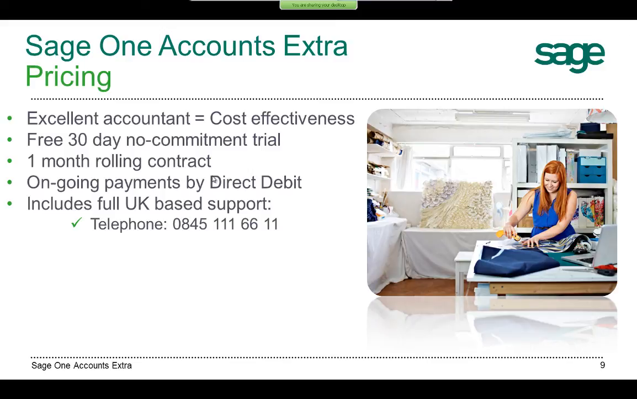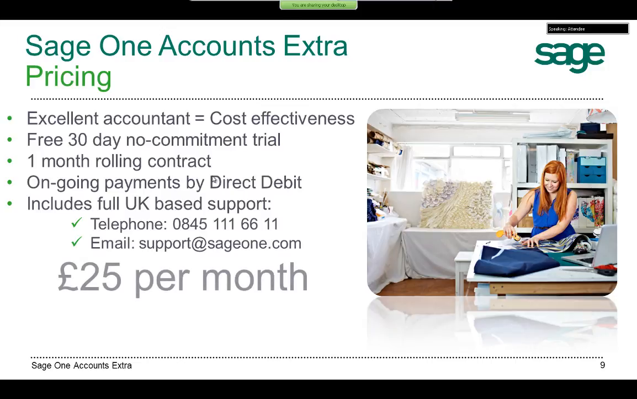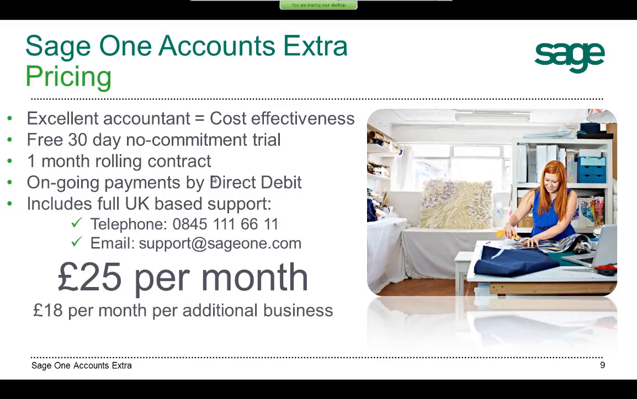And that's over the phone, so if you want to note down these numbers for future reference, the telephone number is 0845 111 6611 for Sage 1 support, and you can email the team at support@sage1.com. The cost of Sage 1 Accounts Extra is £25 per month, and that's for unlimited users. And if your client does manage more than one business, then it's a reduced price for any additional businesses that they require of only £18 per month. Those prices exclude VAT.